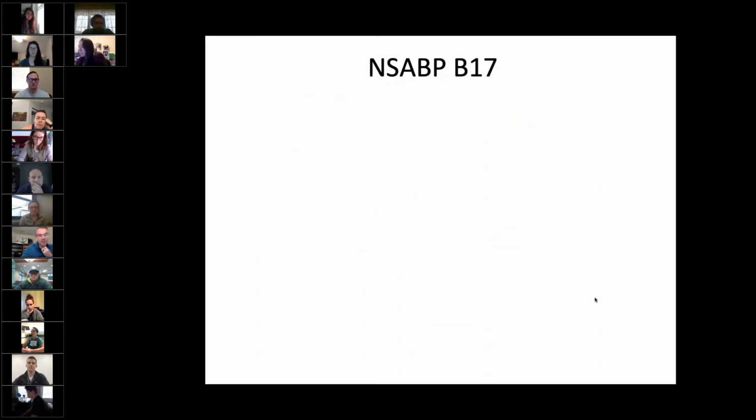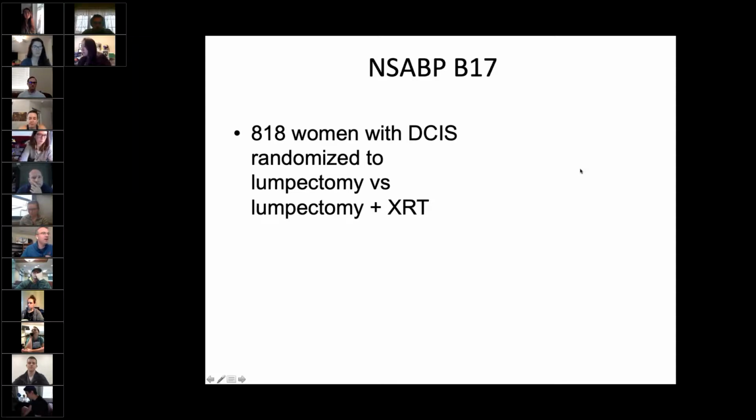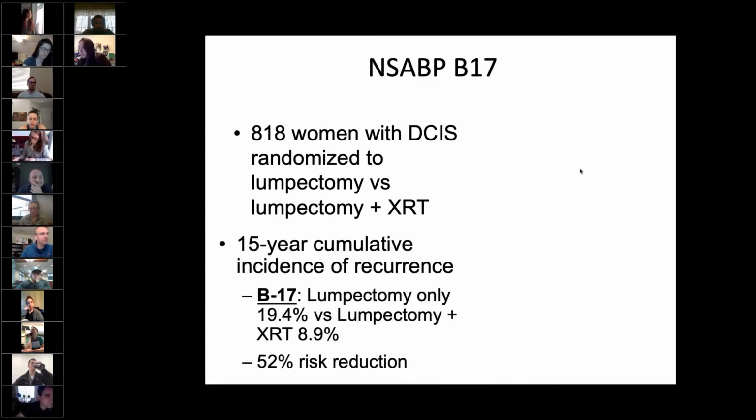So, okay. NSABP B17. This is a big landmark trial on this. Again, one of the things that's good about breast cancer is that we have these big landmark trials, so we actually know some things. All right. So big trial, 818 women with DCIS randomized to lumpectomy or lumpectomy plus radiation. Simple trial, big trial, answers questions. 15-year cumulative risk of invasive cancer: lumpectomy alone, 19.4%. Lumpectomy plus radiation, 8.9%. So basically cut the risk in half, 52%.